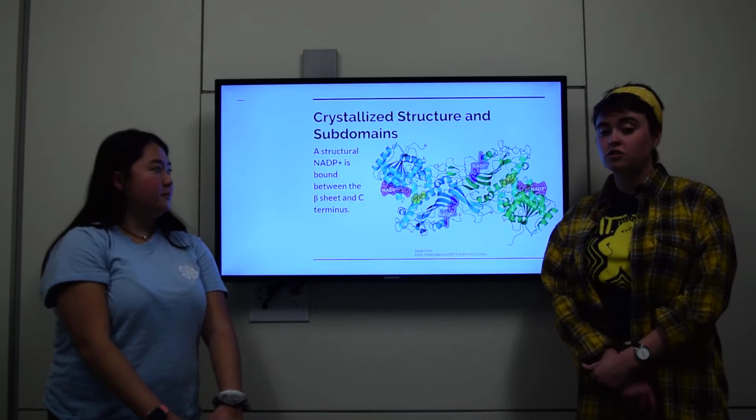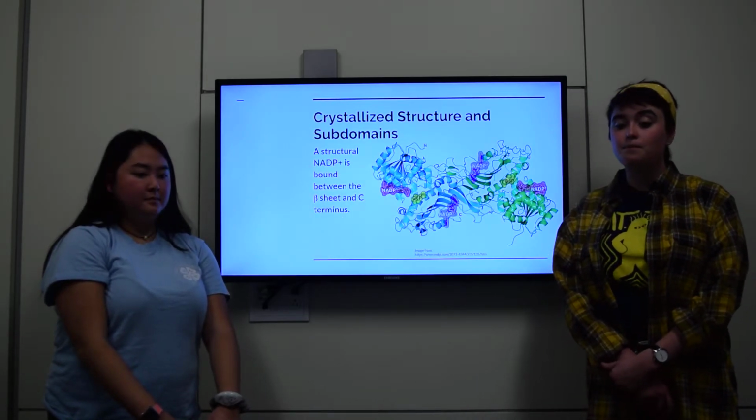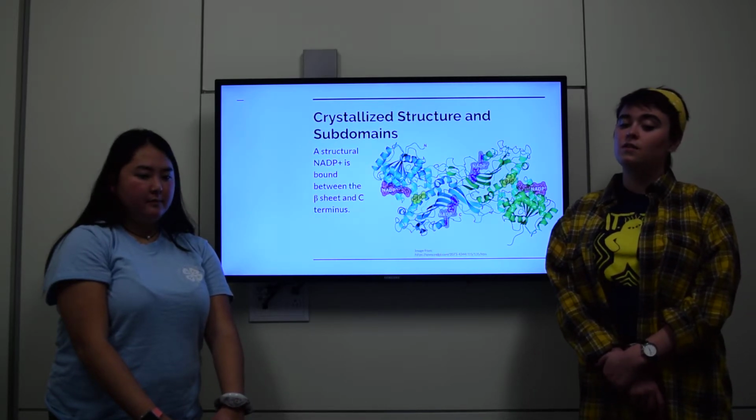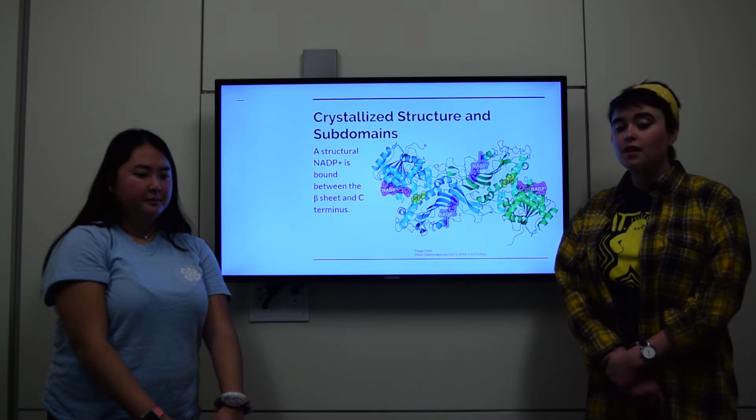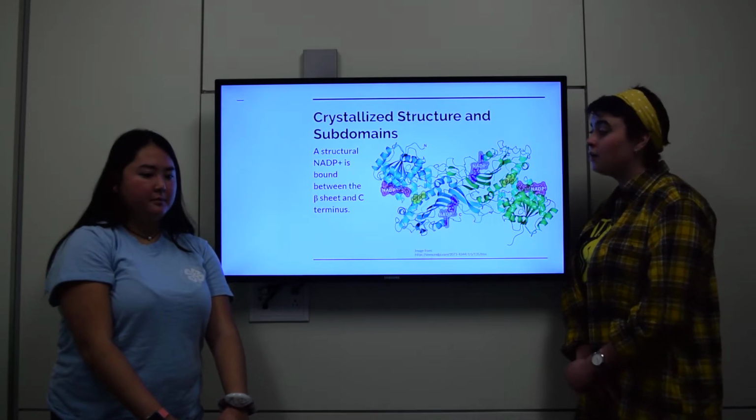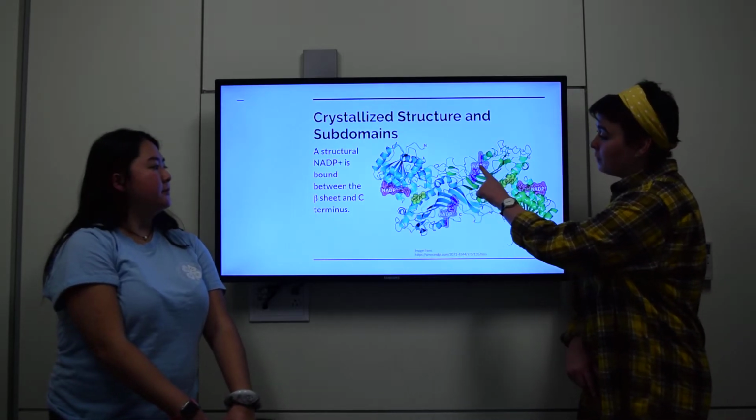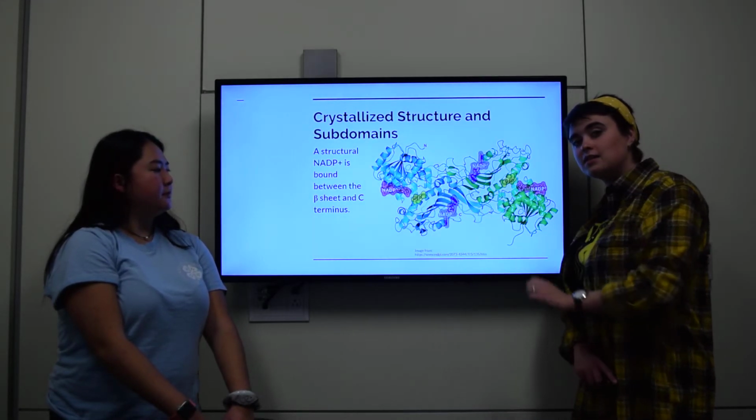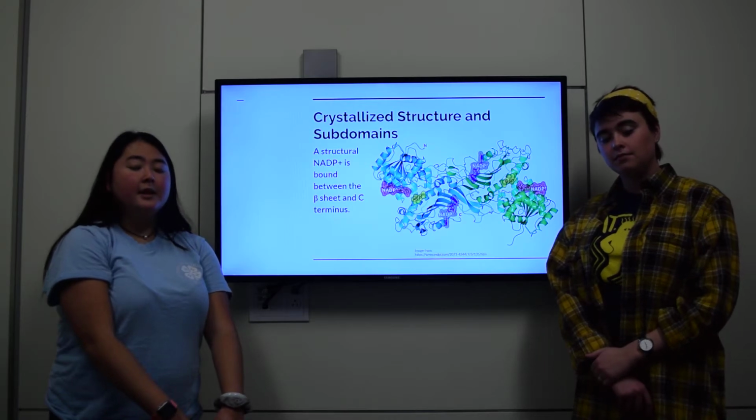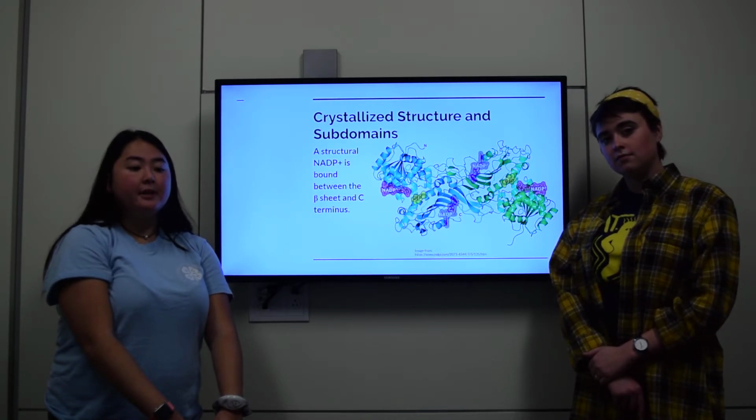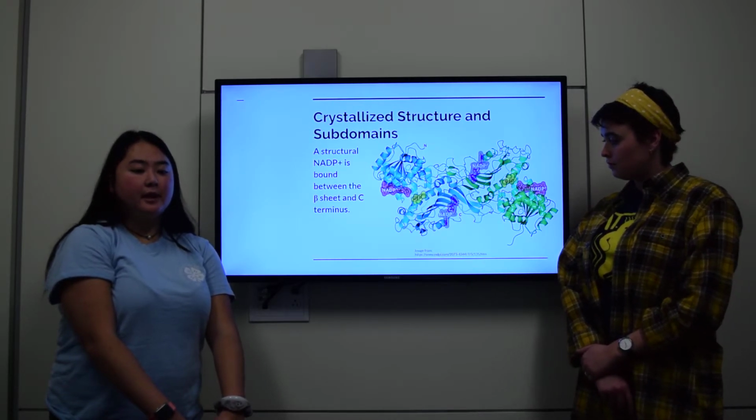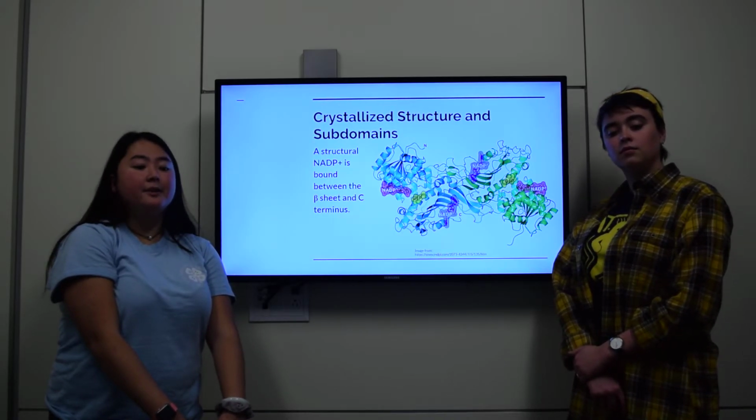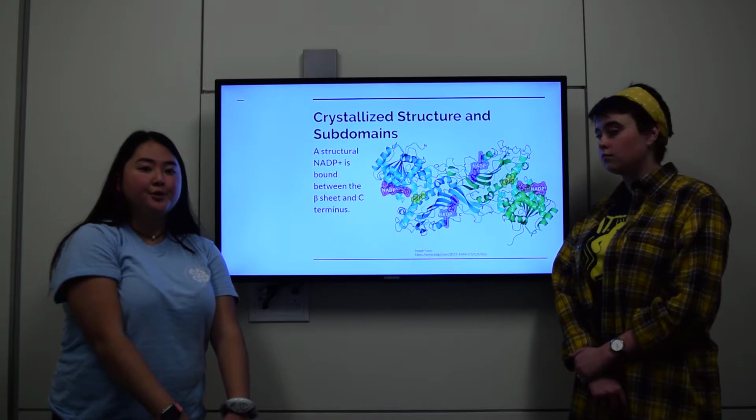Additionally, there is a structural NADP+ bound between the beta sheet and the C terminus of the beta and alpha domains of each of the subunits of the enzyme. The NADP+ is shown here, highlighted in red and blue. And here, we can see the beta sheet and C terminus the NADP+ is bound between. The NADP+ is buried in the enzyme surface, and the binding site has an overwhelmingly positive charge, and has a beta-alpha-beta structural motif.